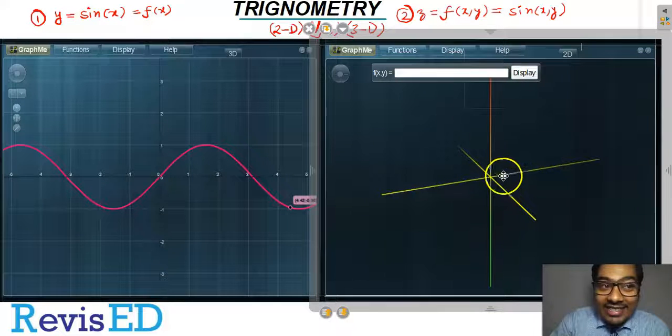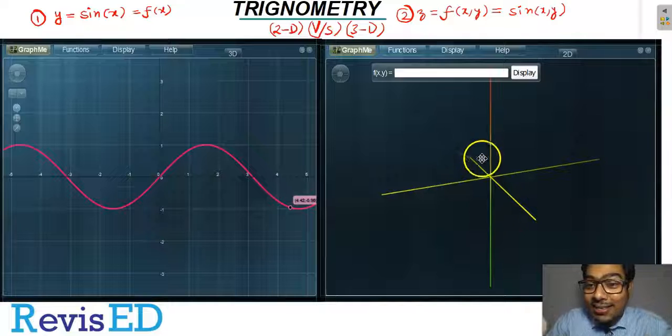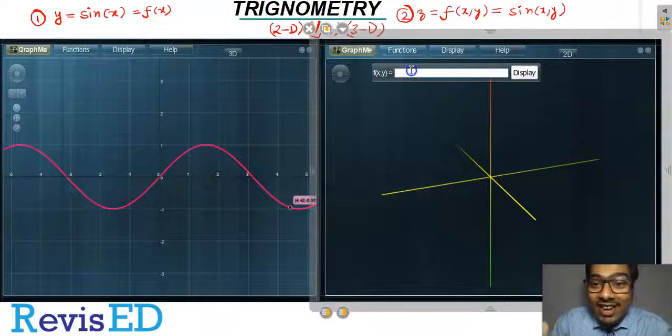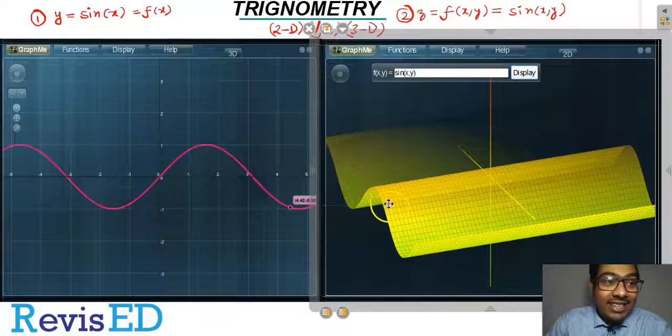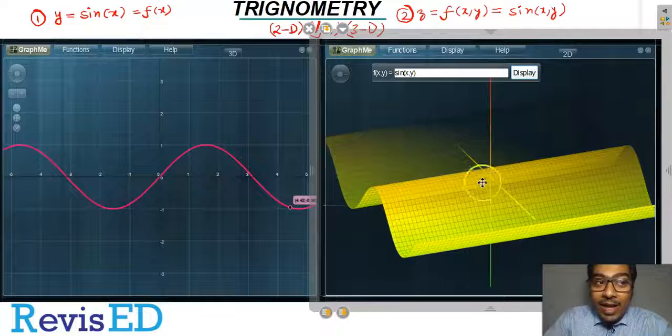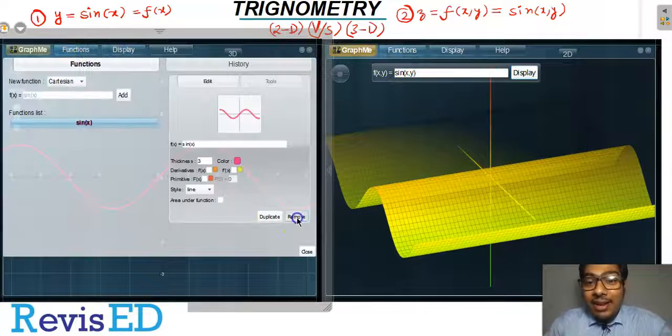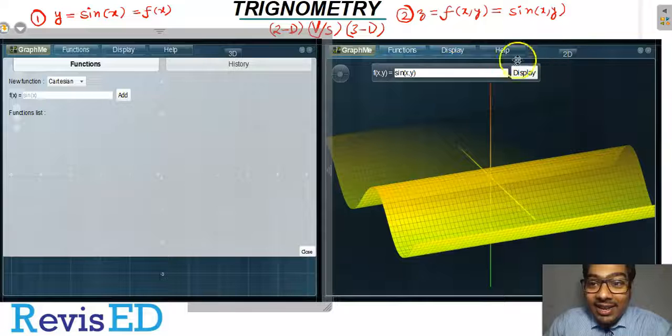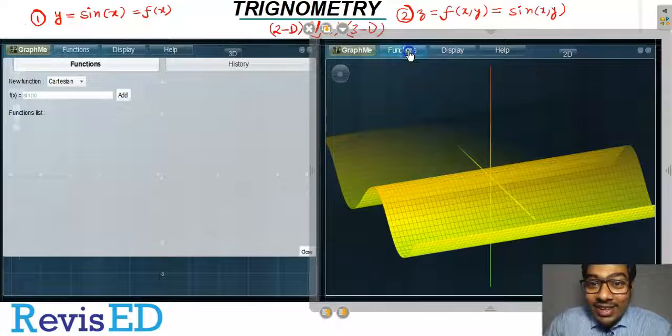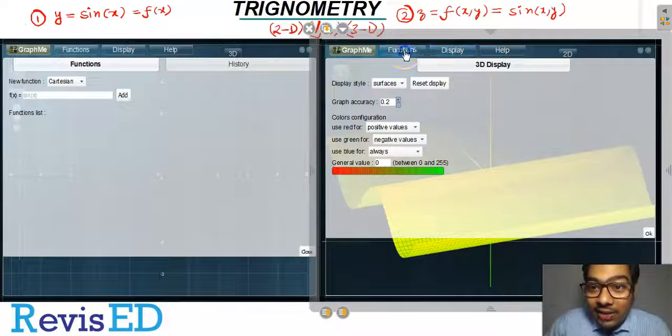In a similar way, let us draw the graph of sine of x comma y. Can you see, this is my three-dimensional axis, this is my x, this is my y and this is my z direction. So this is basically a three-dimensional space. Let us write this sine of x comma y, and we'll get this kind of graph. Basically, this is like an ocean. You can see a lot of waves coming. So this can be compared with oceans as well.